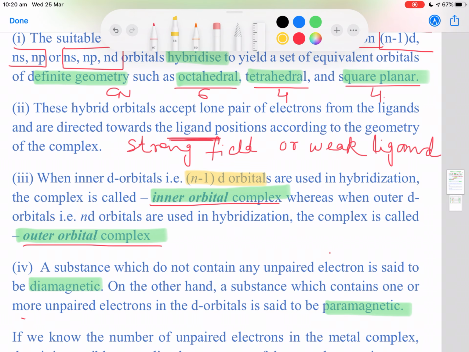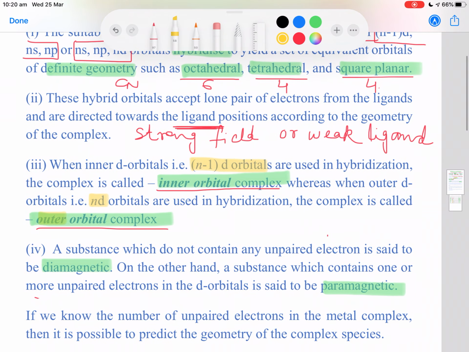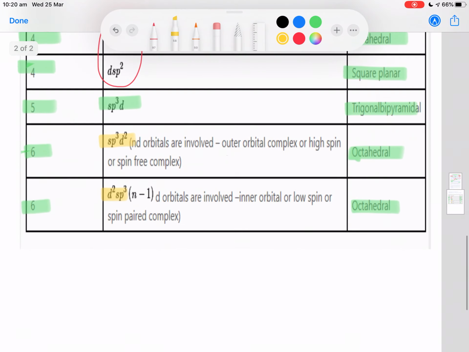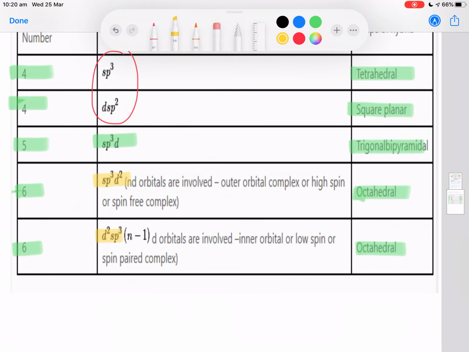Indeed, in some other cases, as I told you, two different sets of orbitals might participate. If it's nd, that's the valence orbital, participating in the hybridization, of course the valence orbital of the central metal ion, then the complex is said to be an outer orbital complex. So here, I think this table will make things better and clearer for you.